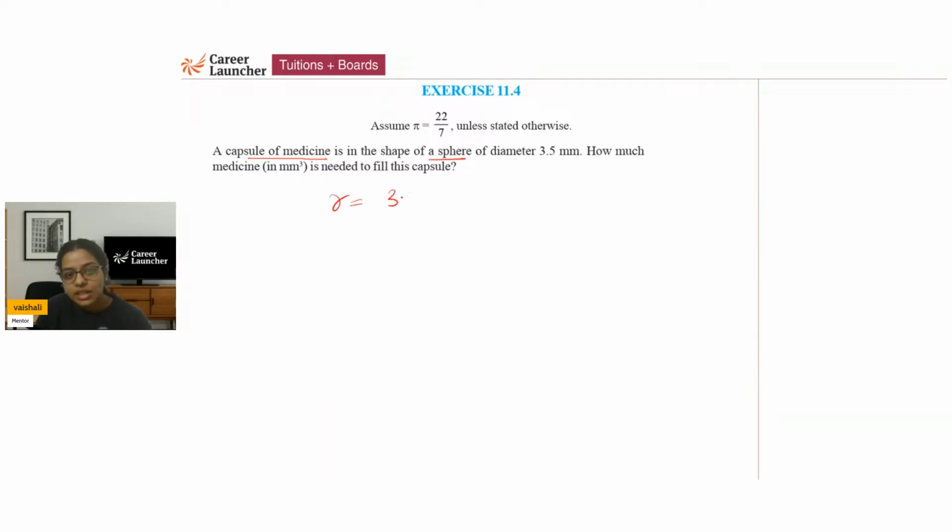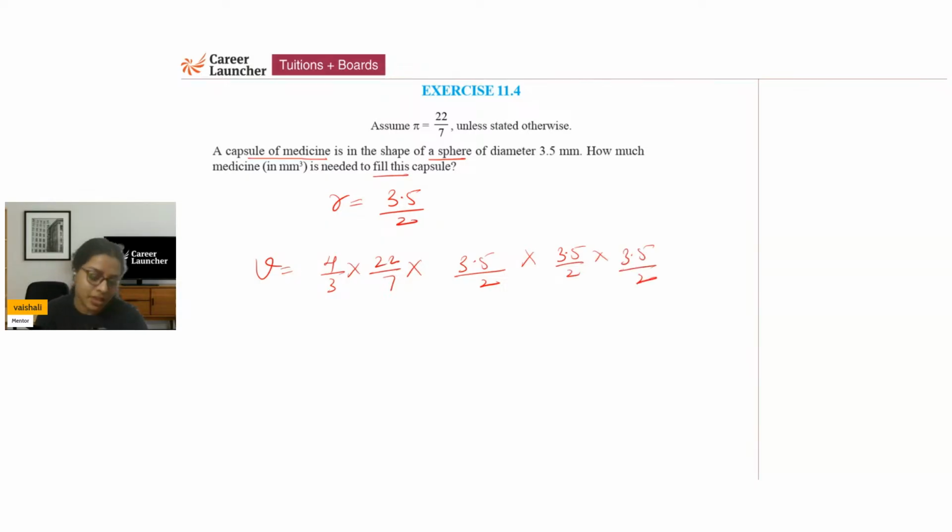Now the radius is 3.5 by 2 because मुझे diameter given है. Now what is the medicine required to fill in this capsule? It's nothing but capacity to hold, मतलब volume होता है. So it means volume of sphere is 4 by 3 pi r cube. Now again this is going to be a bit calculative. So जल्दी से आप calculate करके मुझे बताइए that what is the final answer looking like. So it is going to be in decimals, and it is going to be in millimeter cube. So कोई conversion की requirement नहीं है, final answer ही आपका millimeter cube में आएगा.